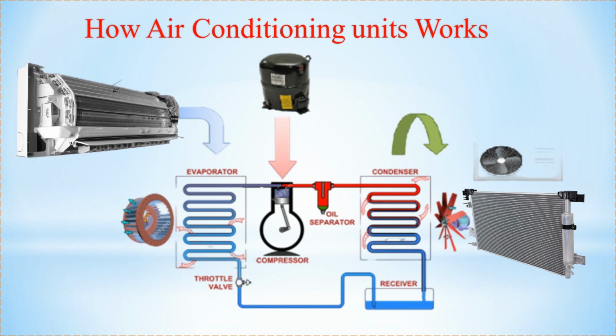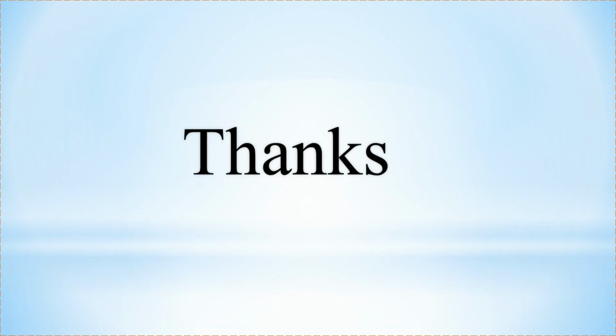The function of the oil separator is to separate oil from the hot gas in the discharge line and return it to the compressor crankcase, or to the oil reservoir in systems with multiple compressors. The next part is the reservoir. It is basically a storage vessel designed to hold excess refrigerant not in circulation. So these are the various parts of a refrigeration system, and this is the working of air conditioning units.